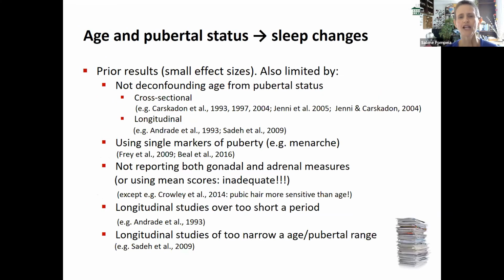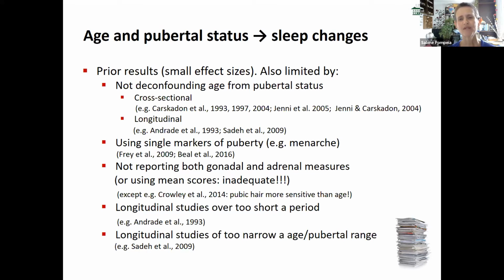So what does the prior literature really tell us about the difference between the effects of age and pubertal status on sleep changes? Unfortunately, not very much. The effect size is usually really small and doesn't reflect what we see in clinical practice, when we remember when we were struggling with sleep problems in adolescence, and also in our children when we have them.